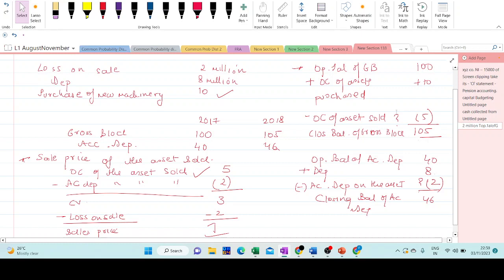What was the carrying value? Original cost minus accumulated depreciation, right? So the carrying value of the asset that is being sold is being removed in this manner from the books of accounts. Its original cost is being removed from the gross block and its accumulated depreciation is being removed from the accumulated depreciation account, right? In this fashion, the carrying value of the asset that has been sold is being removed from the books of accounts. Is that okay? Are we good, guys? Any doubts, please?